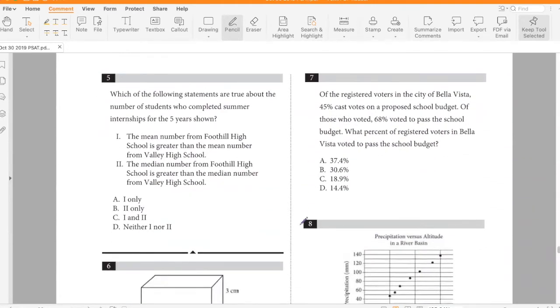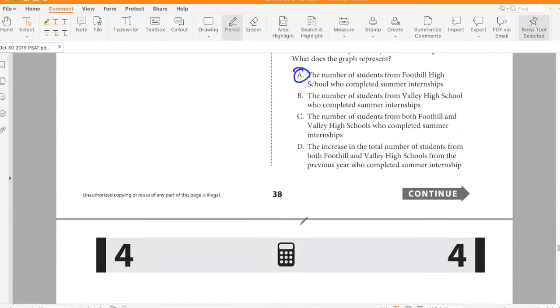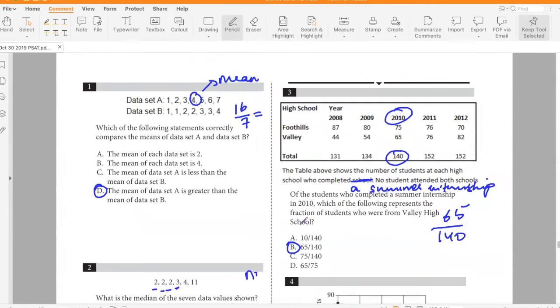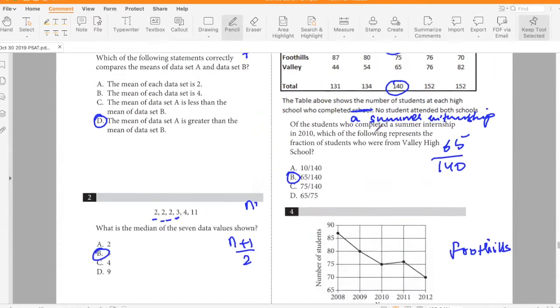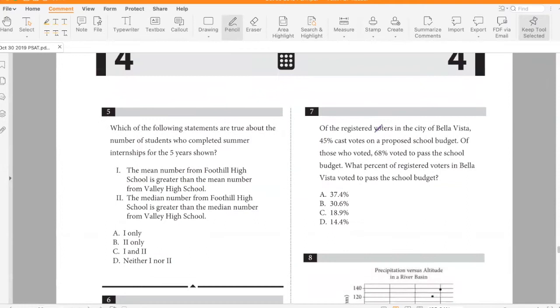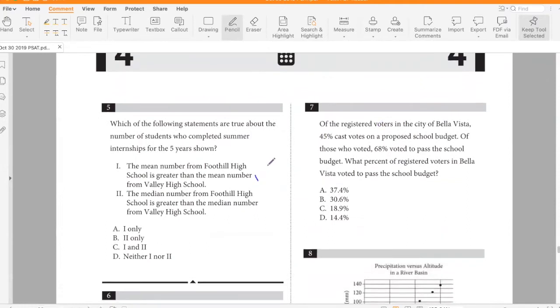Which of the following statements are true about the number of students who completed summer internships for the 5 years shown? The mean number from Foothill High School is greater than the mean number from Valley High School. Okay, so if you look at the values, Foothills are consistently greater except for the last year. So the mean for Foothills will definitely be greater than the mean for Valley. So option 1 is true.